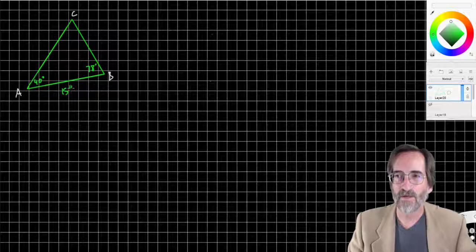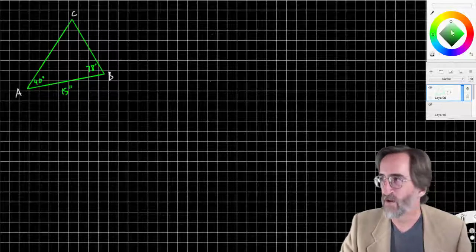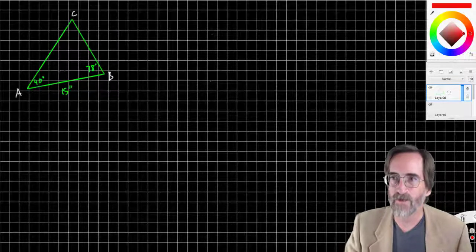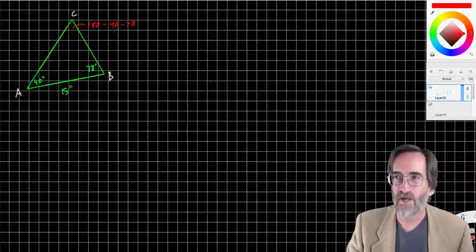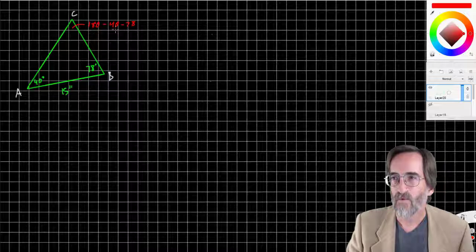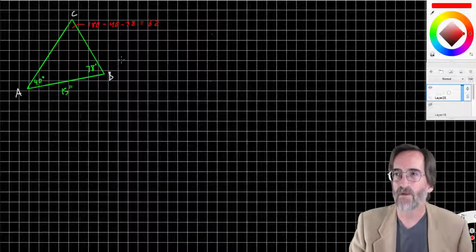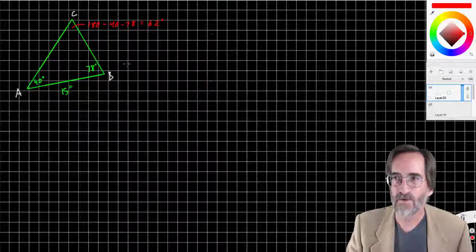Now, using the triangle angle sum theorem, I can find the missing angle. The missing angle is 180, take away 40 and 78. 40 and 78 is 118. That leaves 62. Double check. 62 plus 40 is 102. Yep, 180. Good. So that's 62 degrees.